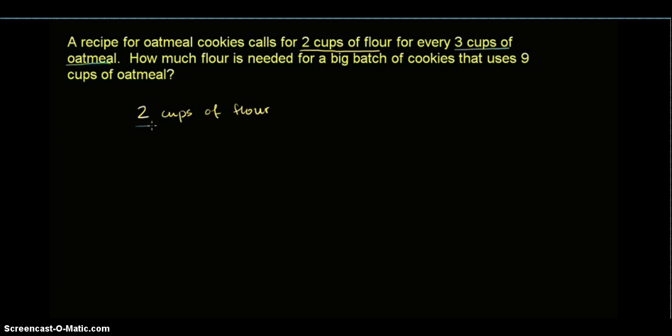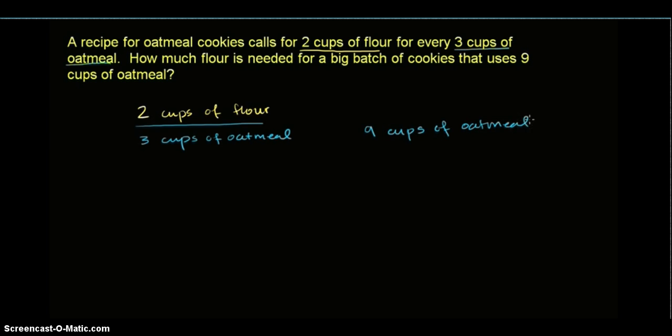And so they're saying how much flour is needed for a big batch of cookies that uses 9 cups of oatmeal. So now we're going to a situation where we are using 9 cups of oatmeal. Let me write it this way. 9 cups of oatmeal.